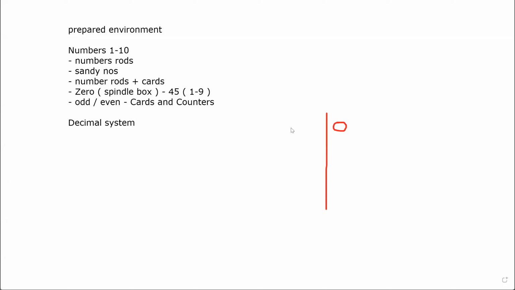So we have to always tell them this is the ones position, the first position. This is what you would introduce to the children. It is always towards the left of the decimal point, and that represents the units.